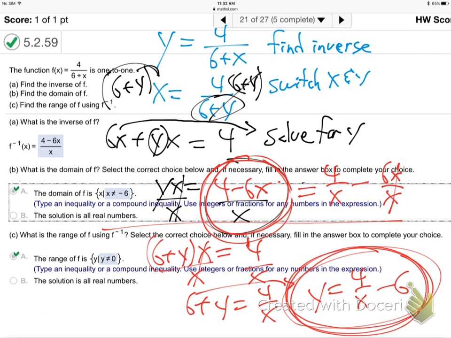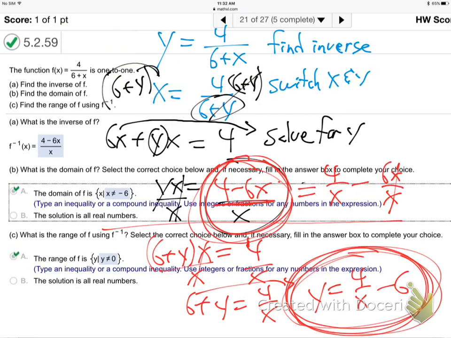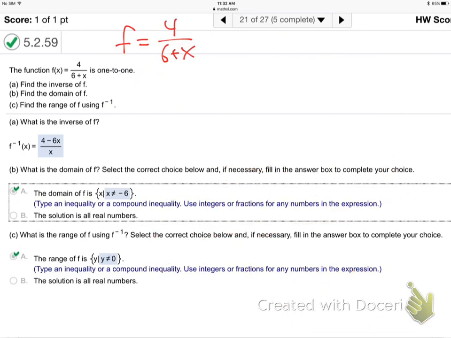Let's do the domain range stuff now. So we all good with the inverse? So we have the inverse function two different ways. Either one is fine. Okay, so now, fresh screen here. Let's do the domain range part of it. So the original function, f, is 4 over 6 plus x. And then the inverse is 4 minus 6x over x.